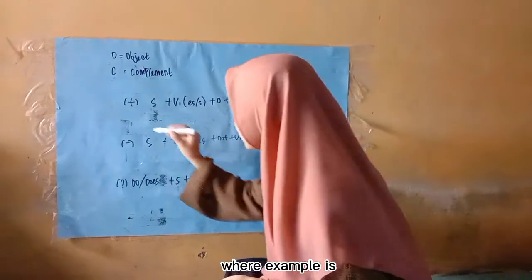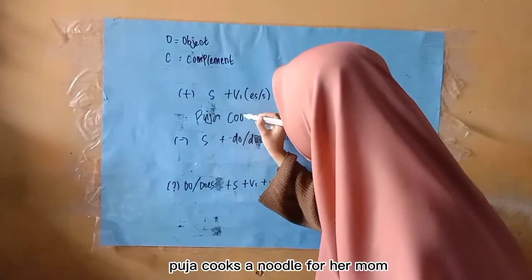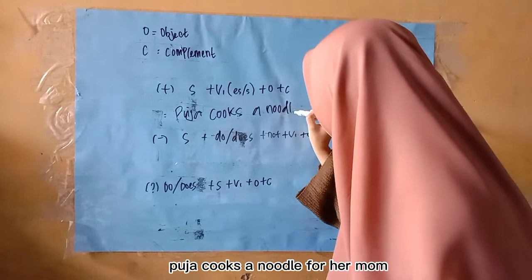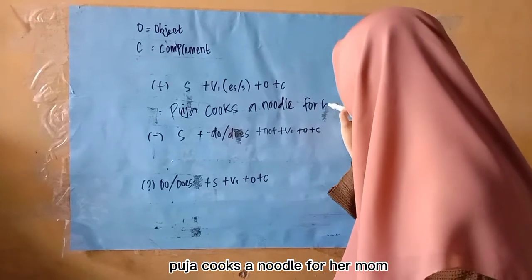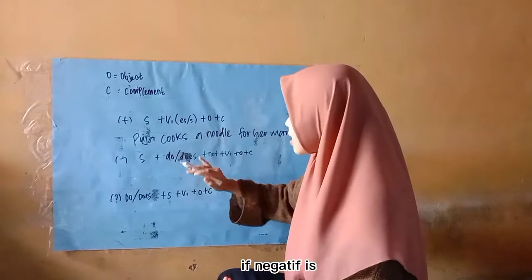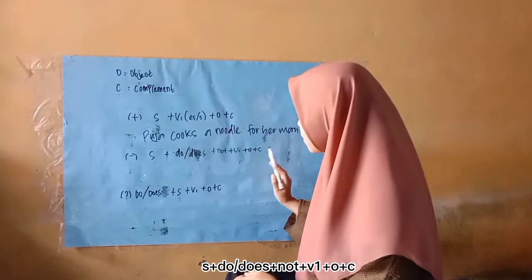Where example is Puja cooks another for her mom. Negative: It is subject plus do or does plus not plus verb one plus object plus complement.